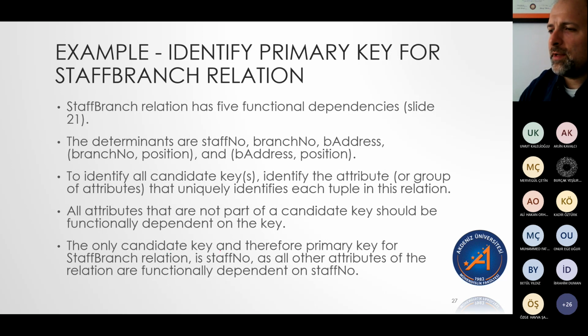So the only candidate key, and therefore the primary key for the staff branch relation, is staff number, as you guys have suggested. Great. So every other column is functionally dependent on that primary key, staff number.